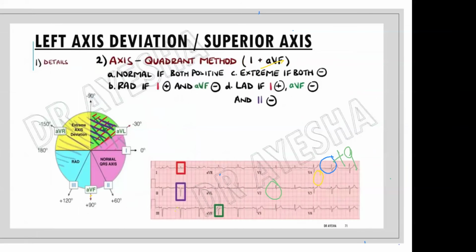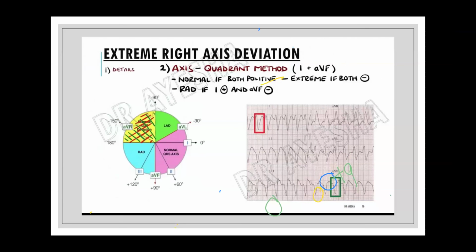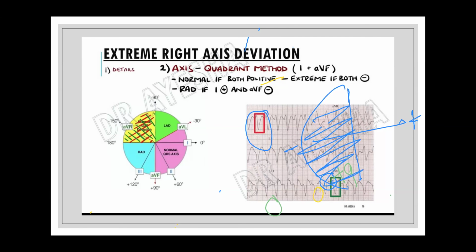Now we're going towards the extreme axis deviation. So what are we going to find in the extreme axis deviation? Start from lead 1 again. Lead 1 is completely negative. So just make a circle like this. This is the positive, this is the negative. The current is somewhere lying in this region.